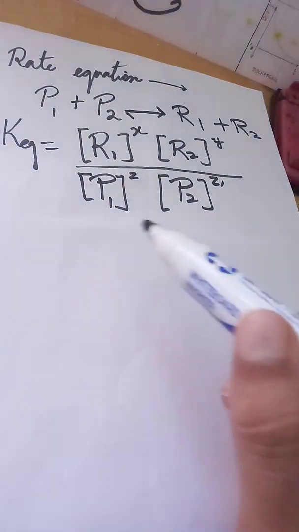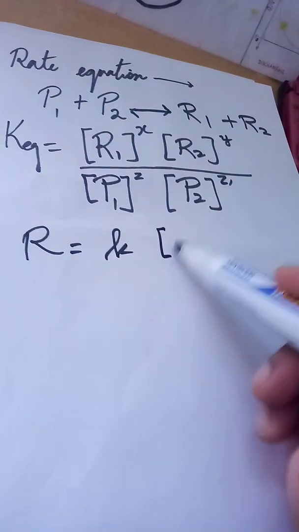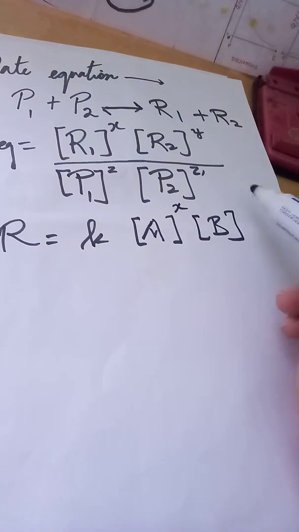Right. And then the rate equation is P1 plus P2, either a dynamic or a static equilibrium. In this case, we'll use it as a dynamic equilibrium, going back and forwards, R1 plus R2. So our equilibrium expression would be R1 R2 divided by P1 P2. And then the rate equation would be R equals K, A and B, so that'll be the order of the equation, x plus y.